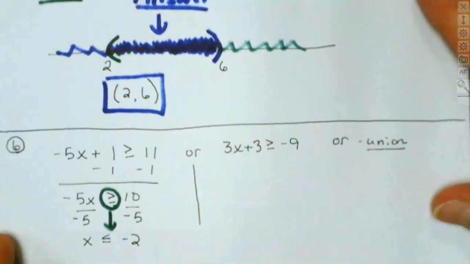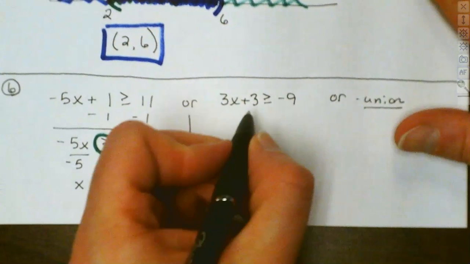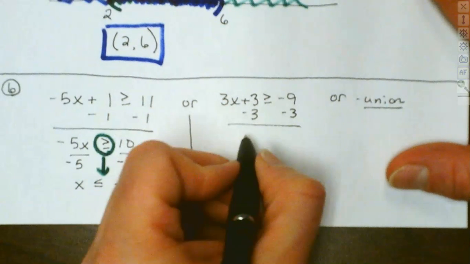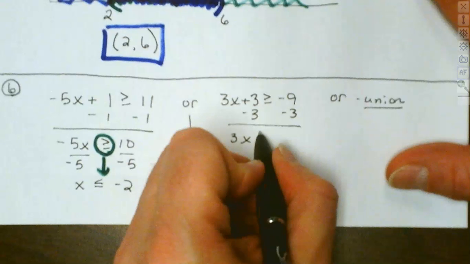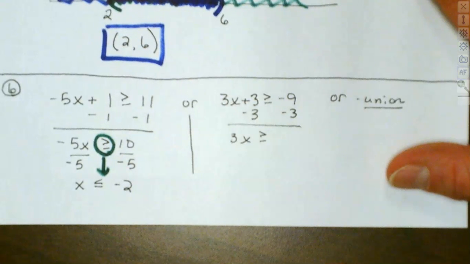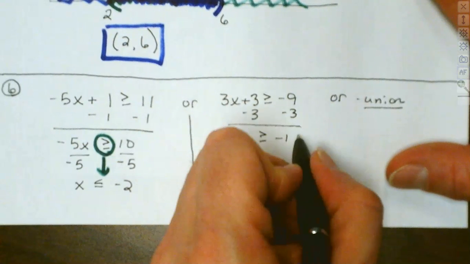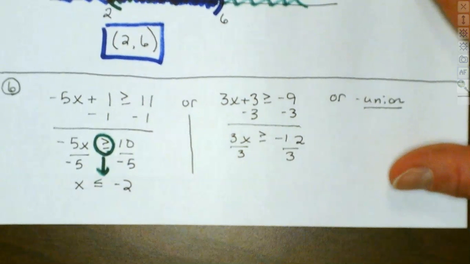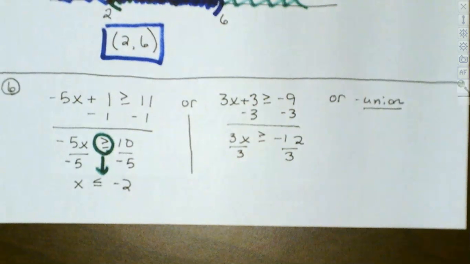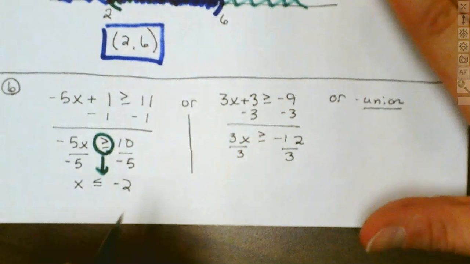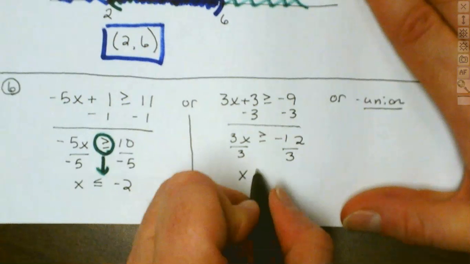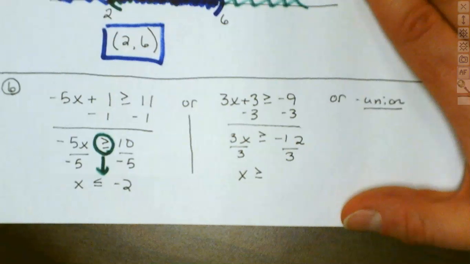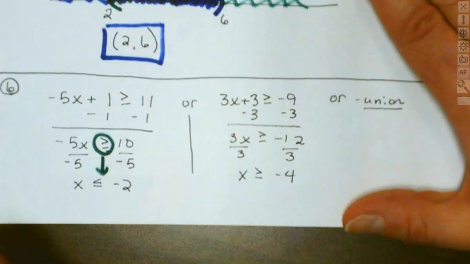What about the other one? We're going to move that 3 over. And then we've got 3x is greater than or equal to negative 12. We'll divide by our 3. We're not going to have to switch our inequality signs, right? Because we're dividing by a positive 3. So the inequality symbol stays the same. Negative 12 divided by 3, that makes it a negative 4.